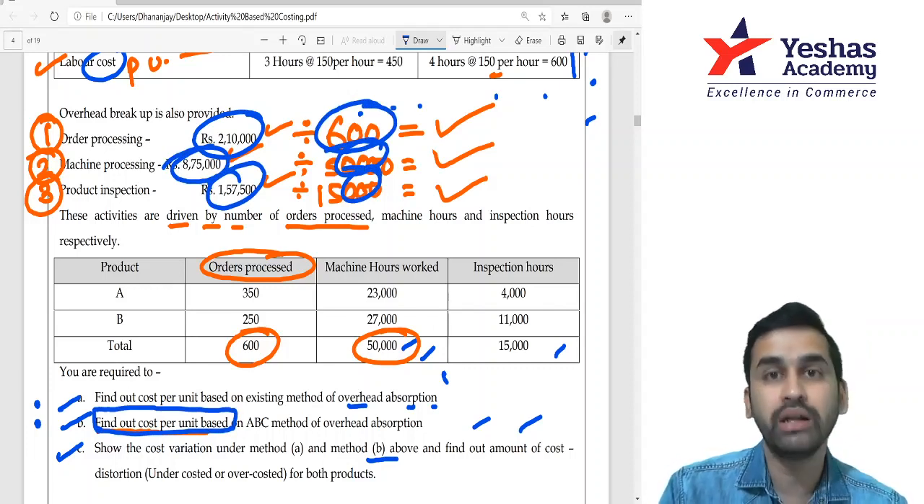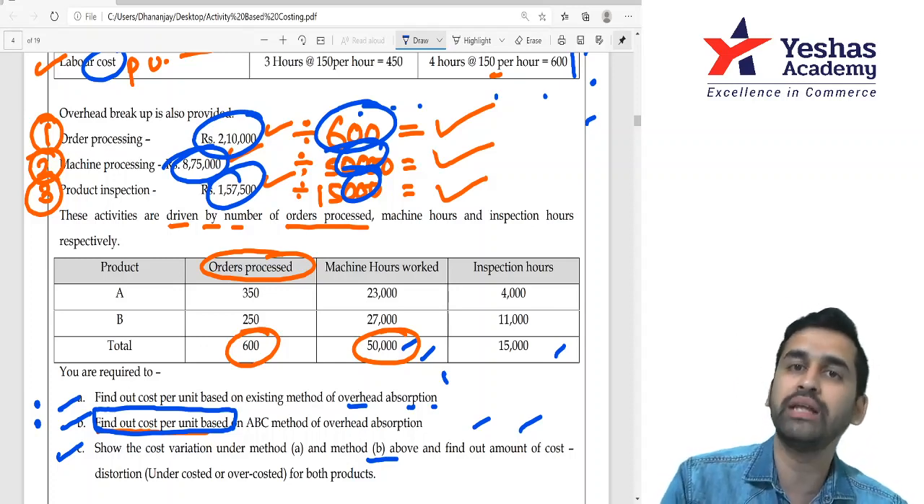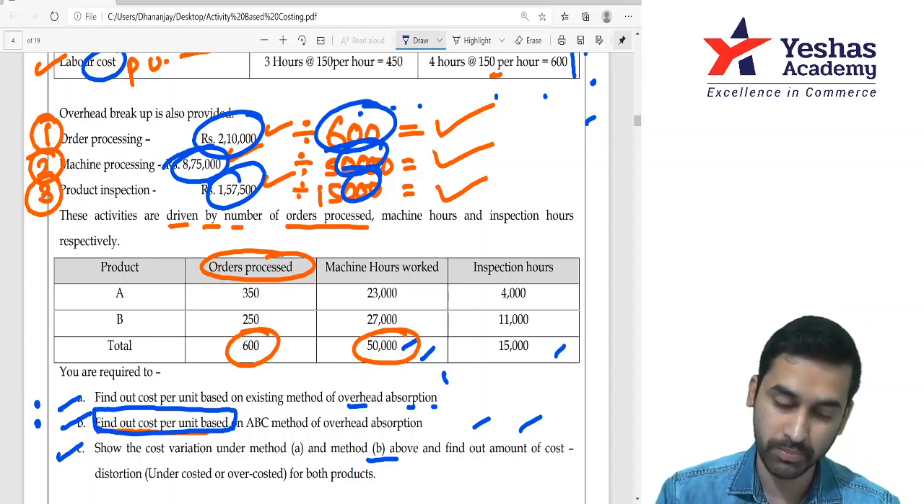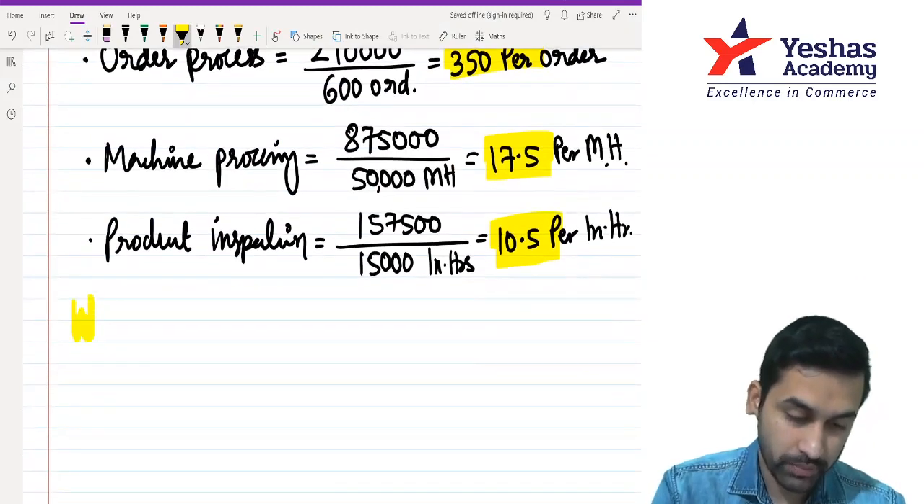Material per unit, labor per unit, both are given. Overhead per unit is not given. So what we can do is calculate overhead per unit and then prepare the main table. Are you following? Chalo, let us start. Working note.